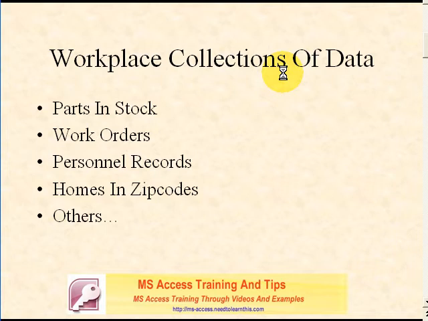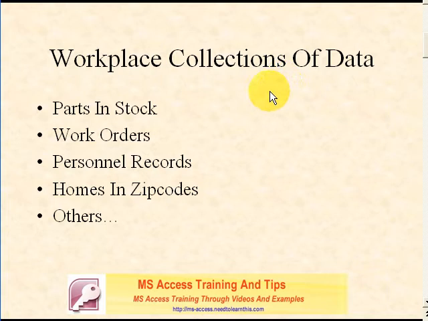Some common workplace collections of data. You'll have part numbers you want to store, work orders you want to store, personnel records you want to store. Maybe you have homes in certain zip codes if you're in real estate, or if you have contacts. So a lot of different databases I work with entail these pieces of information. You want to extract information, and you want to get some intelligence from your information, from your data. That's a primary reason you want to have a database.